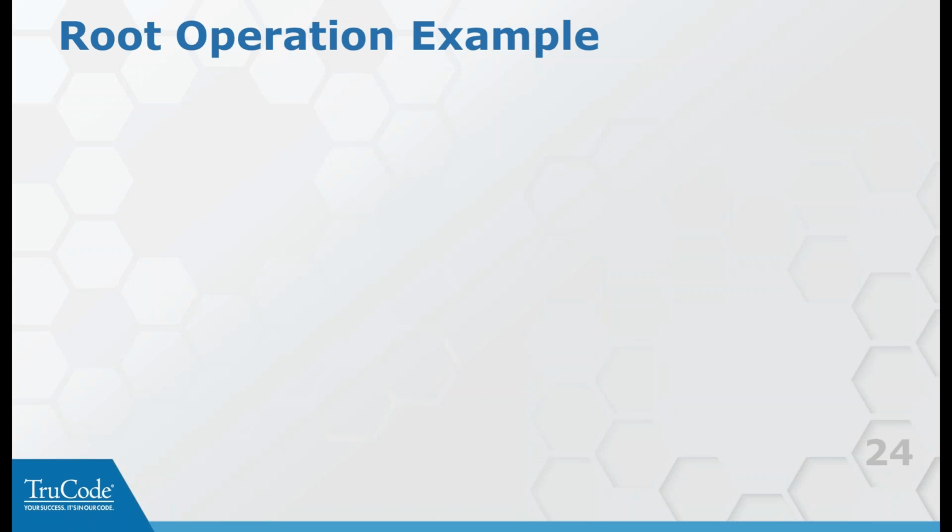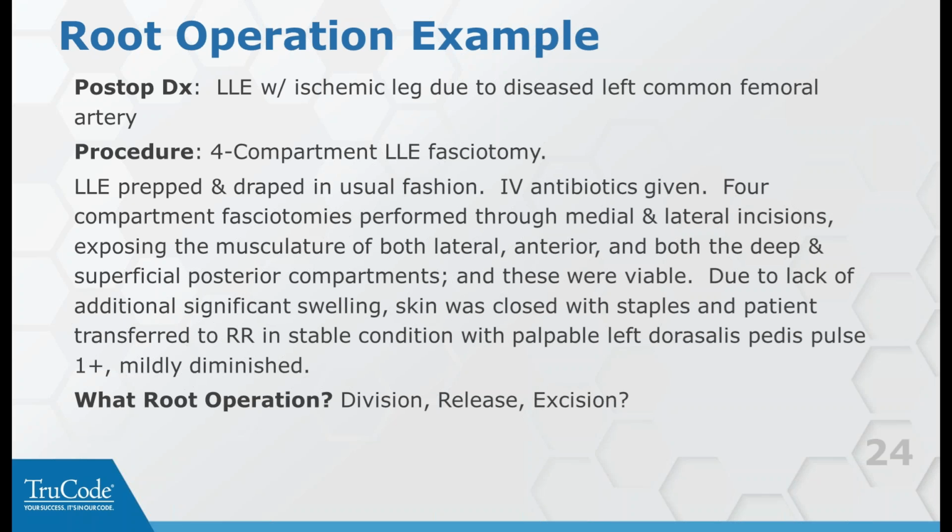Here's an example of that. This is a fasciotomy, which is one of the more complex little procedures to code. The term fasciotomy, you know, of course, if you know the endings of your words, otomy typically does mean incision, as opposed to ectomy, which means excision. And in this particular example, this patient had a 4-compartment left lower extremity fasciotomy. They had an ischemic leg, which means that something was cutting off the blood supply to the leg.